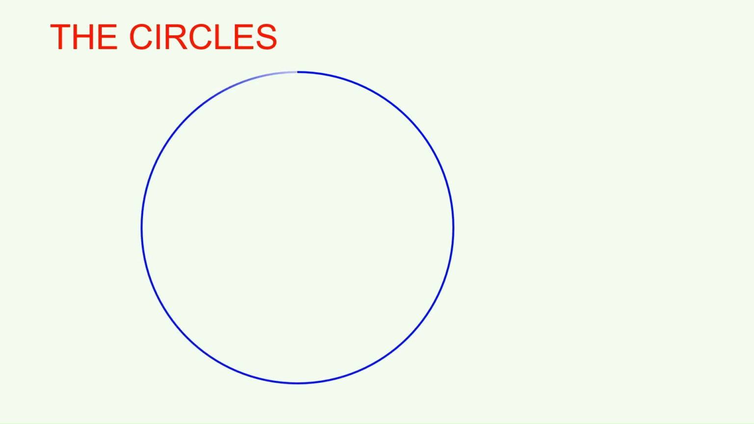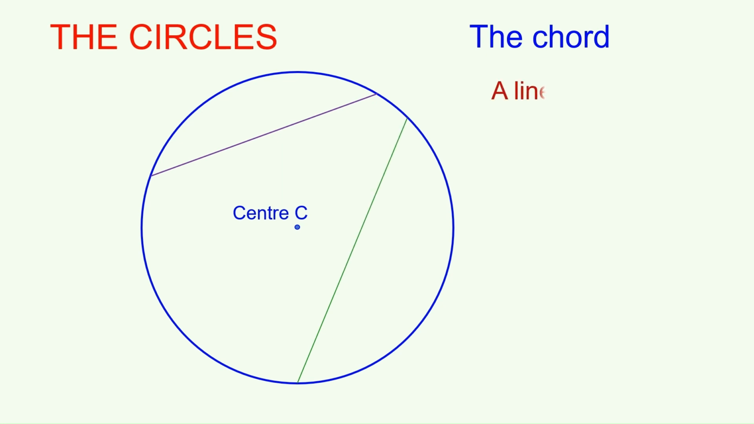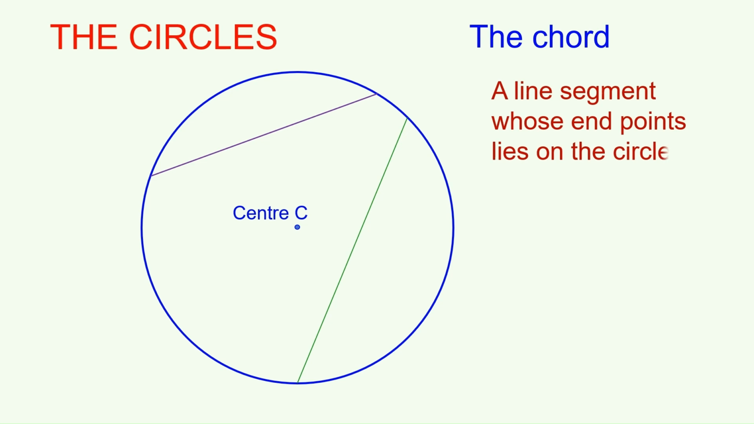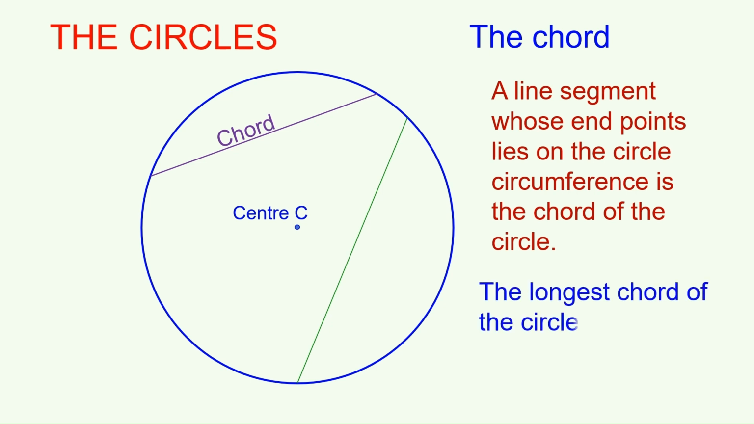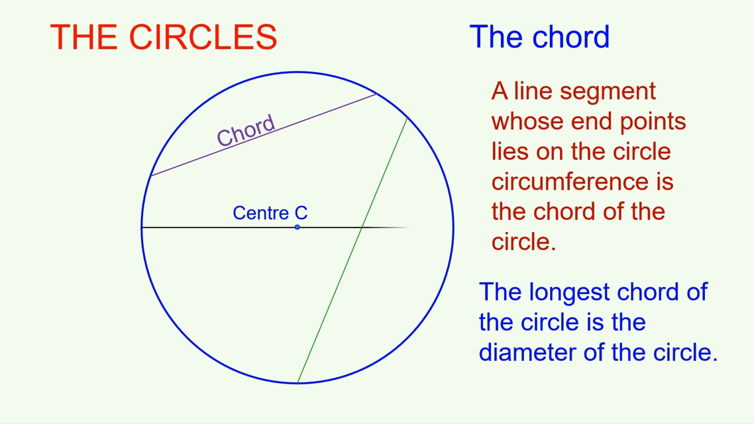The circles, the chord, a line segment whose endpoint lies on the circle circumference is the chord of the circle. The longest chord of the circle is the diameter of the circle.